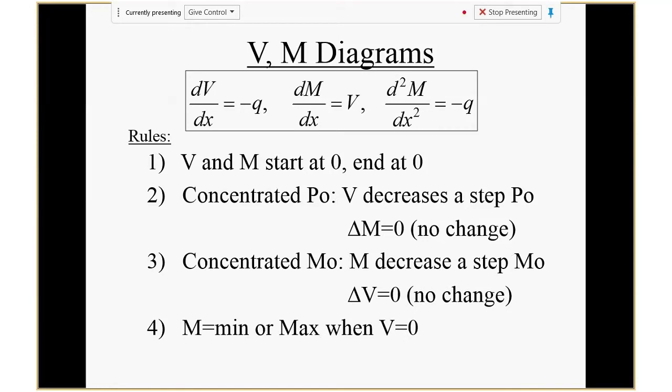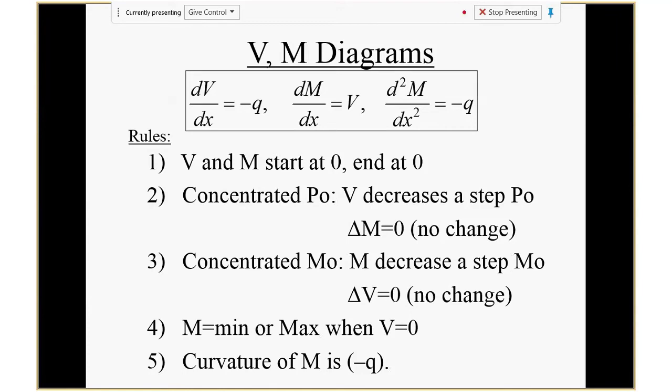And then the maximum value of the moment is where you find the shear is 0. Or you can say the minimum value is also where shear is 0, right? Because dM/dx equals V. That's why.